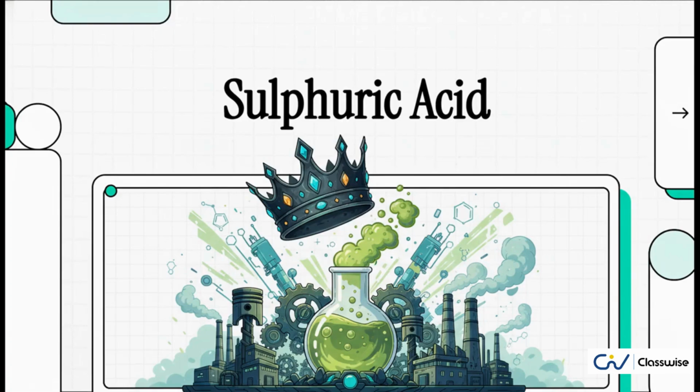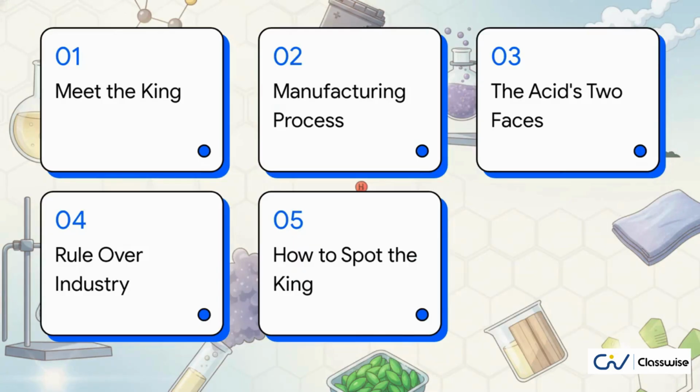Today we're talking about a chemical with a pretty epic nickname, sulfuric acid, aka the king of chemicals. So, how exactly does a simple molecule get a title that grand? Well, that's what we're here to find out. Let's get into it.